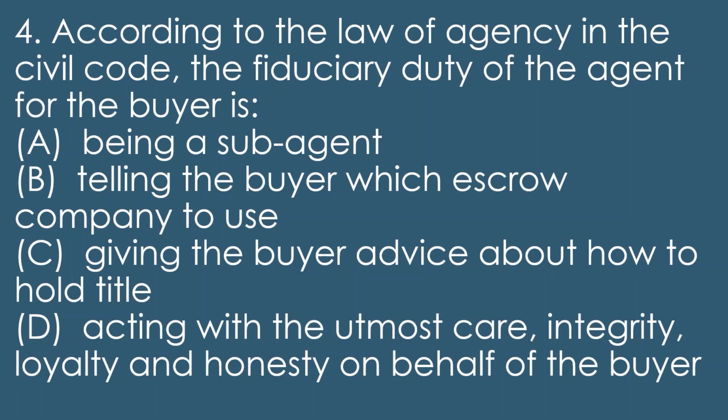Question number 4. According to the law of agency in the Civil Code, the fiduciary duty of the agent for the buyer is A, being a sub-agent, B, telling the buyer which escrow company to use, C, giving the buyer advice about how to hold title, D, acting with the utmost care, integrity, loyalty, and honesty on behalf of the buyer. Well, let's see here.